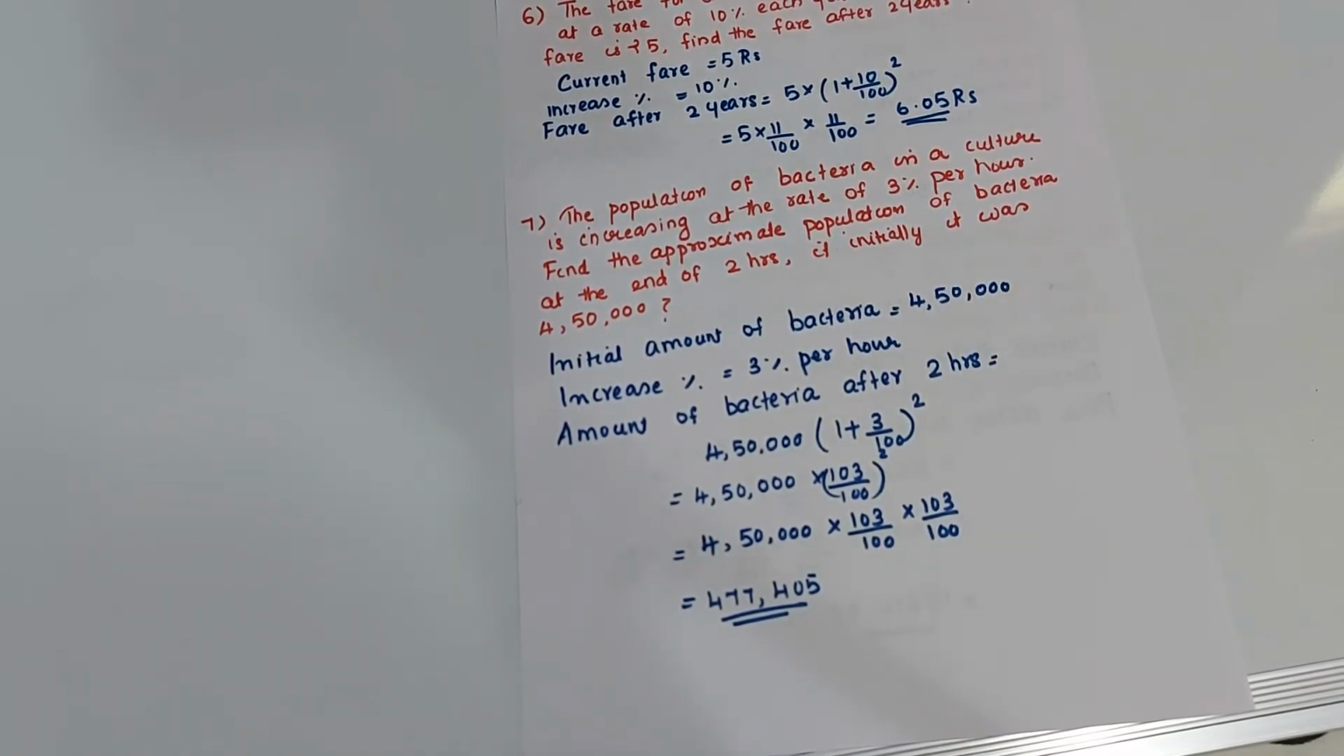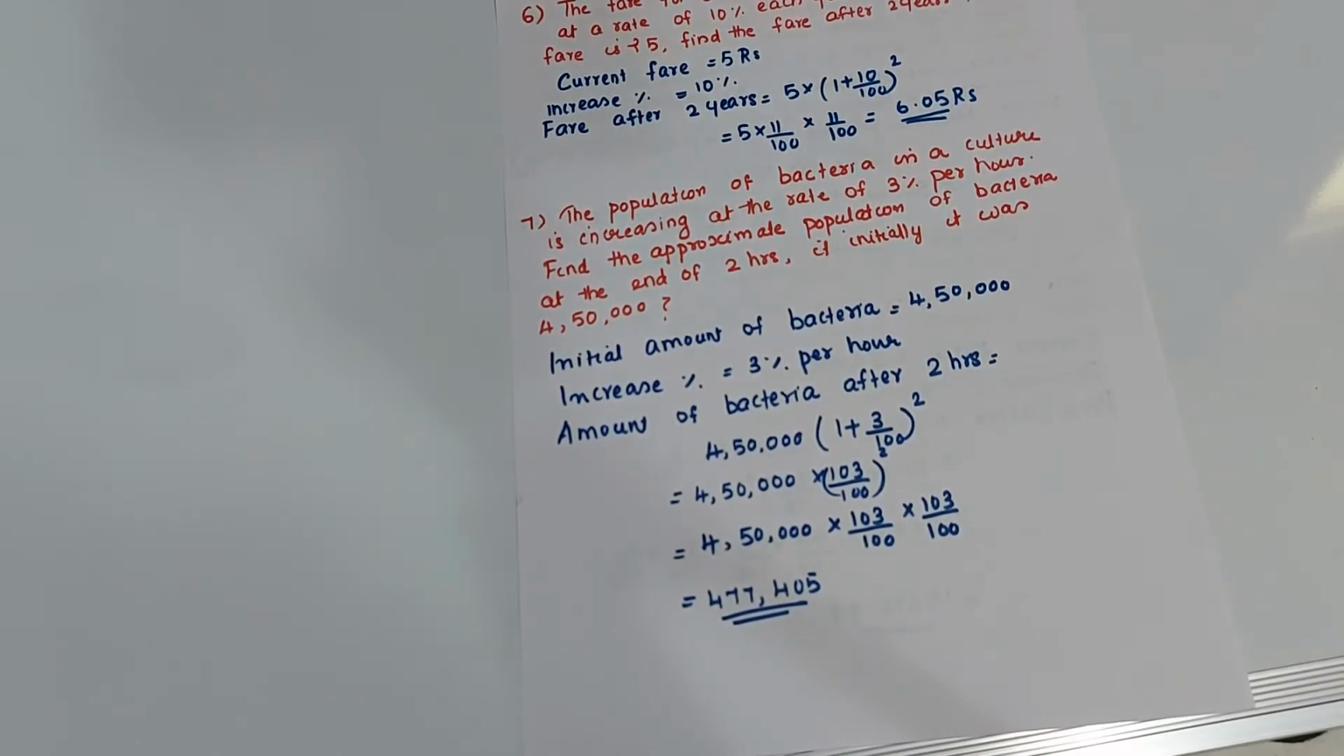Now the amount of bacteria after 2 hours is equal to original amount into (1 plus R by 100) whole power n. It's equal to 4,50,000 into (1 plus 3 by 100) whole square, which is 4,50,000 into (103 by 100) whole square. Our answer is 4,77,405. So the amount of bacteria after 2 hours is 4,77,405.